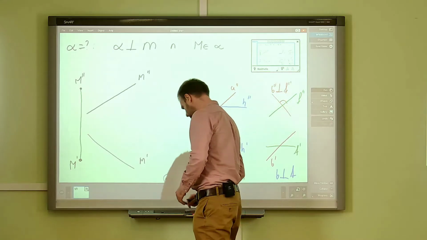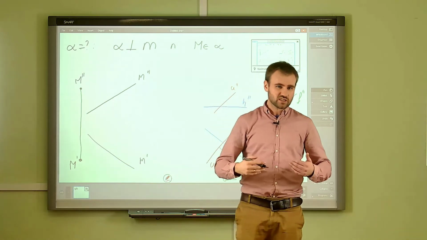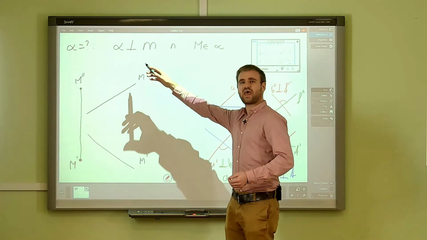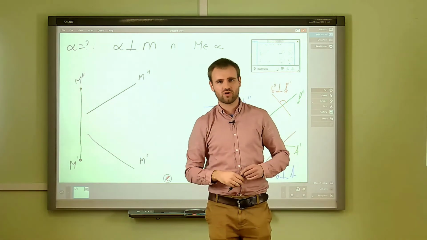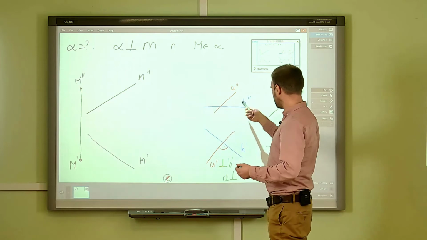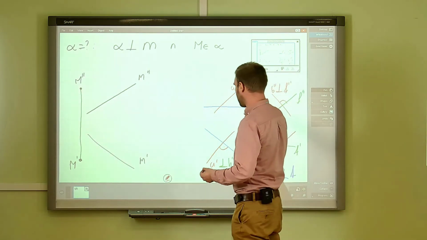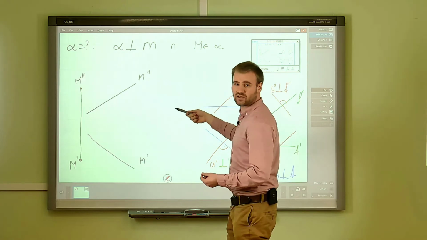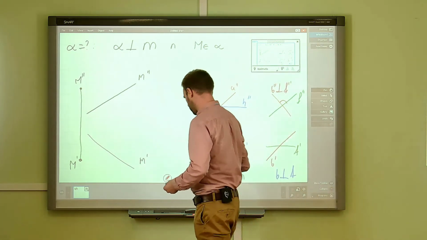Okay, and now we can solve that problem in an easy way. We have to get the alpha plane, so we have to introduce two lines which will be perpendicular to our line M. We know how to draw perpendicular lines to any line M using the special lines, frontal and horizontal lines.